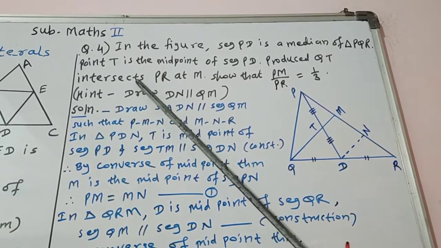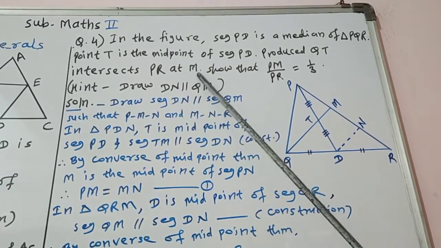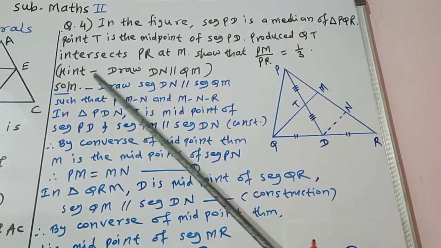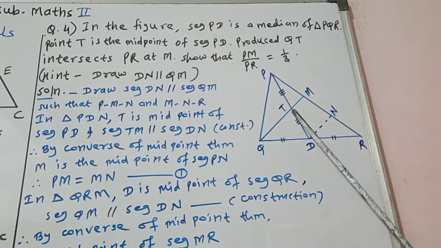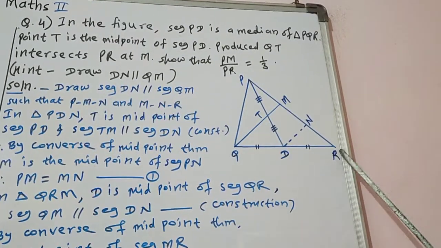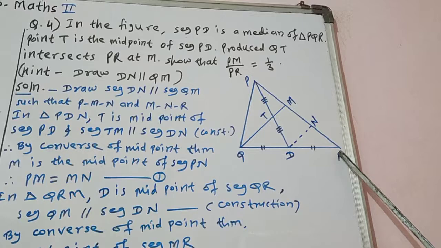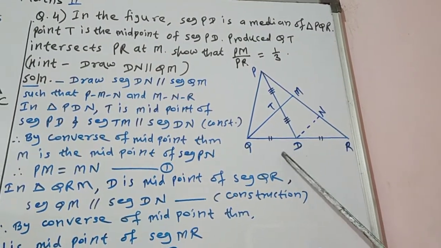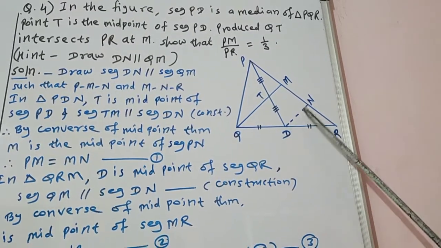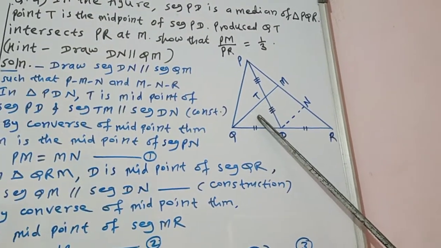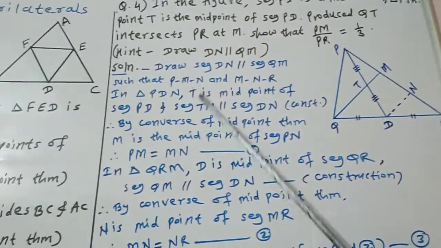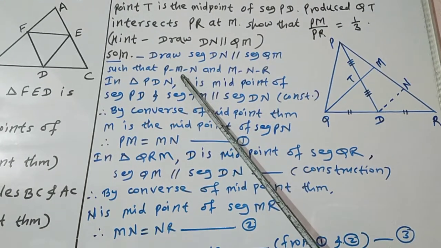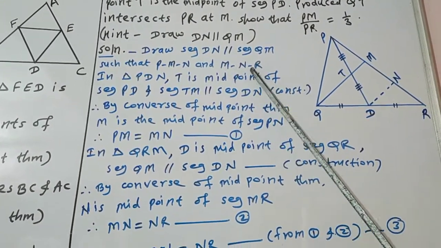Produce QT, it intersects PR at M. Show that PM upon PR is equal to 1 upon 3. Hint is, draw DN parallel to QM. Now see figure, triangle PQR is given, D is midpoint of QR, then PD is median and T is midpoint of PD. Then we have to draw one segment DN which is parallel to QM. This is construction. Now solution, draw seg DN parallel to seg QM such that P-M-N and M-N-R.